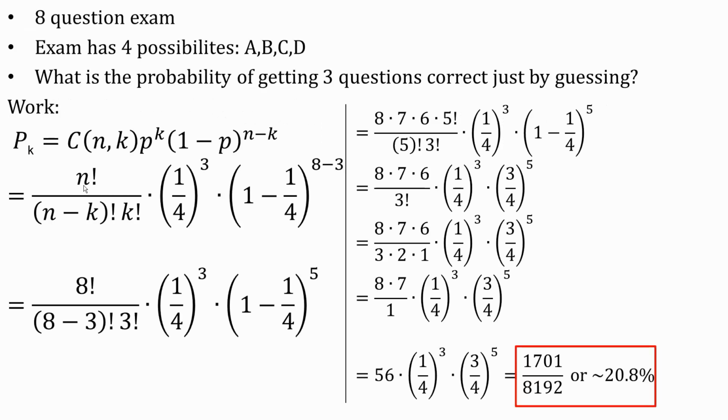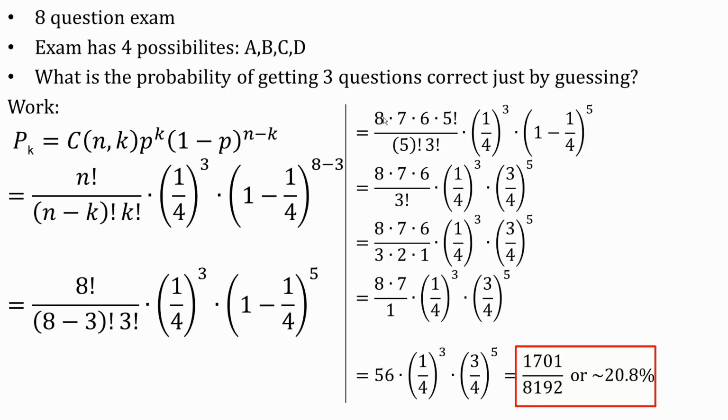Same idea. Here, n represents the number of trials, and we have 8 questions, so we put 8, 8. We want to get 3 questions correct, so the success would be 3, 3. The probability of getting 1 question right just by guessing when we have 4 options would be 1 divided by 4, and we want to get it 3 times. For failure, there are 4 possibilities, so we have a 3/4 chance of failure each time we answer a question, raised to 8 minus 3. And so this is what we get.